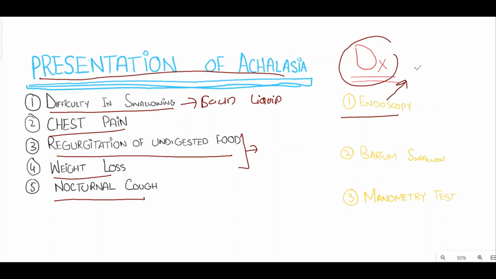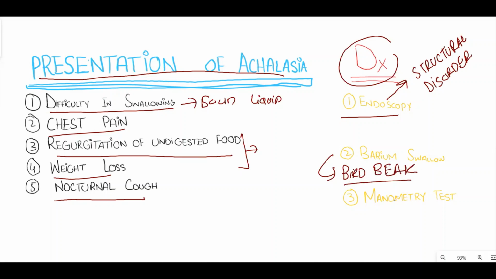Endoscopy is basically to rule out structural disorders like pseudoachalasia, particularly cancers. Next is the barium swallow. Barium swallow reveals a bird beak appearance of the distal esophagus.